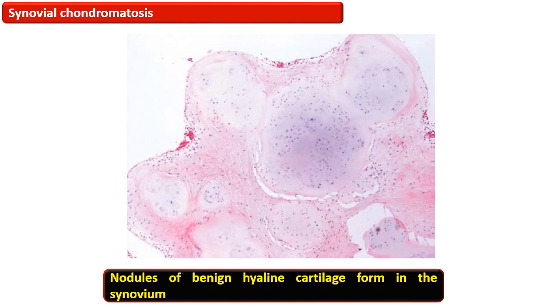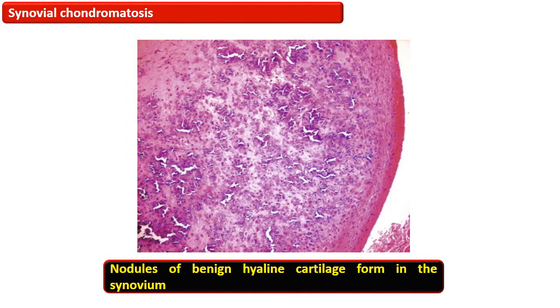This is the histopathological appearance of the synovial osteochondromatosis. This biopsy is showing the presence of nodules of benign hyaline cartilage which are present within the synovium. So this is another example of synovial osteochondromatosis. This is showing foci of calcification within this hyaline cartilage, which is present within the synovium.